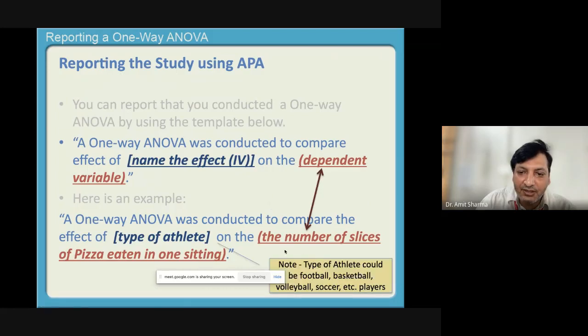This is the way; these are the examples, that type of athlete, where football player, basketball player, volleyball player, soccer player, etc. Either they will eat a number of slices of pizza in a single sitting that are equivalent or different. So what does the null hypothesis say? The null hypothesis says that all the athletes will consume an equal number of slices. What do you have to do? You have to reject the null hypothesis for your result to be significant, meaning that yes, there is a difference in the type of athletes.